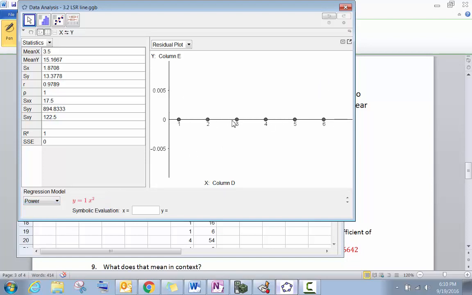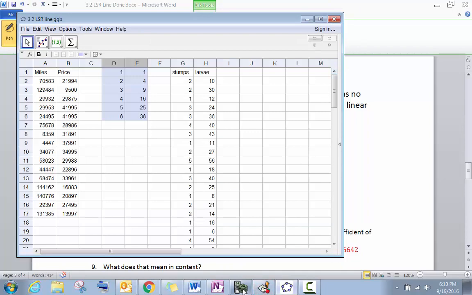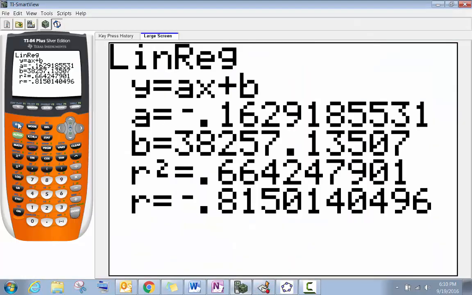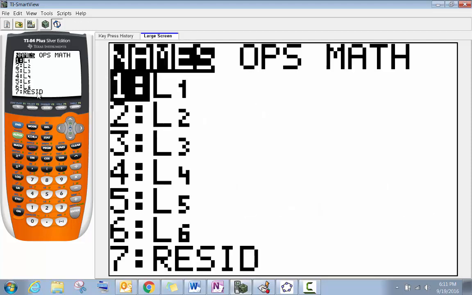And look at the residual, they're directly on the line. They're not different at all. So to find a residual, for the 84, it's kind of a process. So once we find this, you'll notice when you hit this, you have residual down here, number 7.